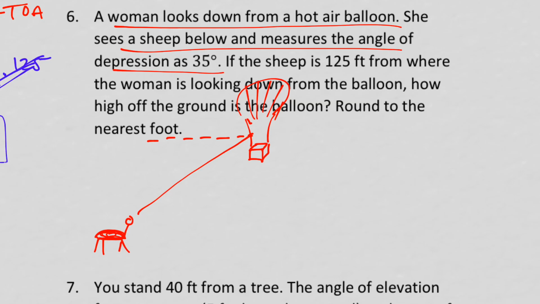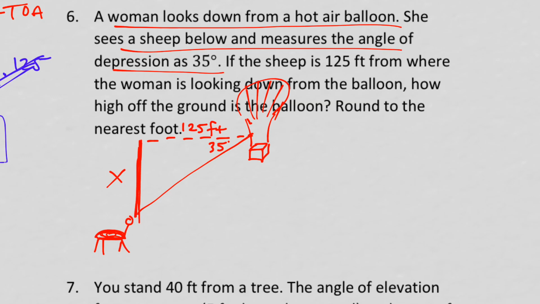At that point, I can label this angle of depression here. So she's looking down at an angle of 35 degrees. So here's a hot air balloon, and there's a lady looking down at a sheep at an angle of 35 degrees. If the sheep is 125 feet away from where the woman is looking at it, how high off the ground is the balloon? If I finish this picture, I want to find out how high off the ground the balloon is. So I'm looking for this missing side, the height of the balloon.